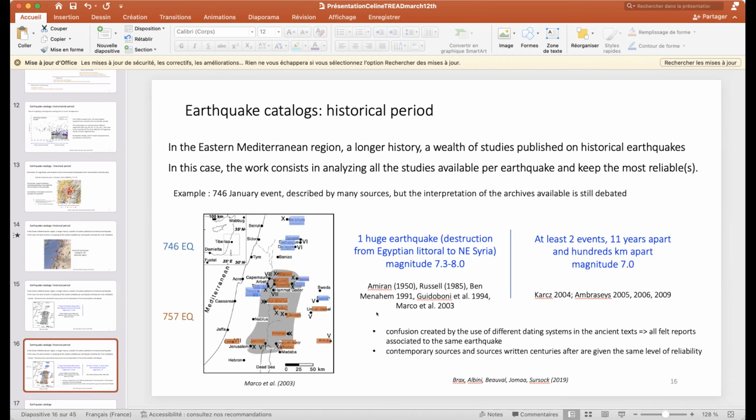And you have another set of authors who believe that the different dating systems in the ancient texts have created confusion, that all the reports considered should not have been associated to the same earthquake, but at least to these two events, and they associate a much lower magnitude to the 746 earthquake. So it's a typical example of the difficulties one has to face when working with historical data. The uncertainties may be huge.